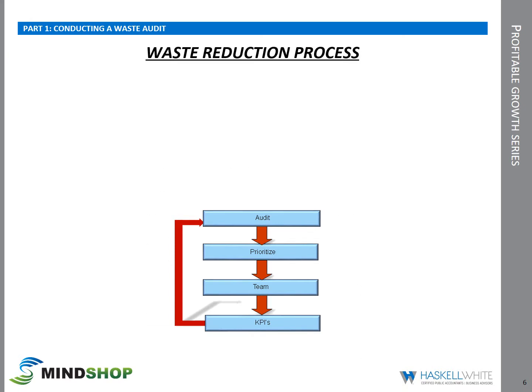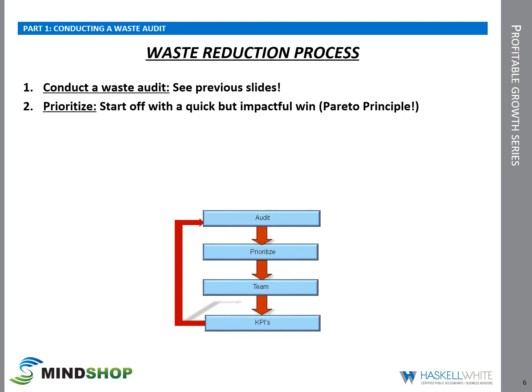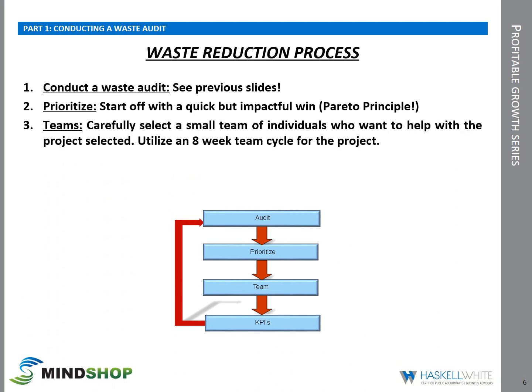So here's what the complete waste reduction process looks like. We've already talked through the first 2 items, which are conducting a waste audit and prioritizing where you're going to focus first. The third action in the process is teams, and that's selecting a small team of individuals who want to help with the item you've chosen to fix. Get people's input on where they're interested in helping. If they're not interested or maybe don't have the skills to help on a given topic, they aren't going to be much help.